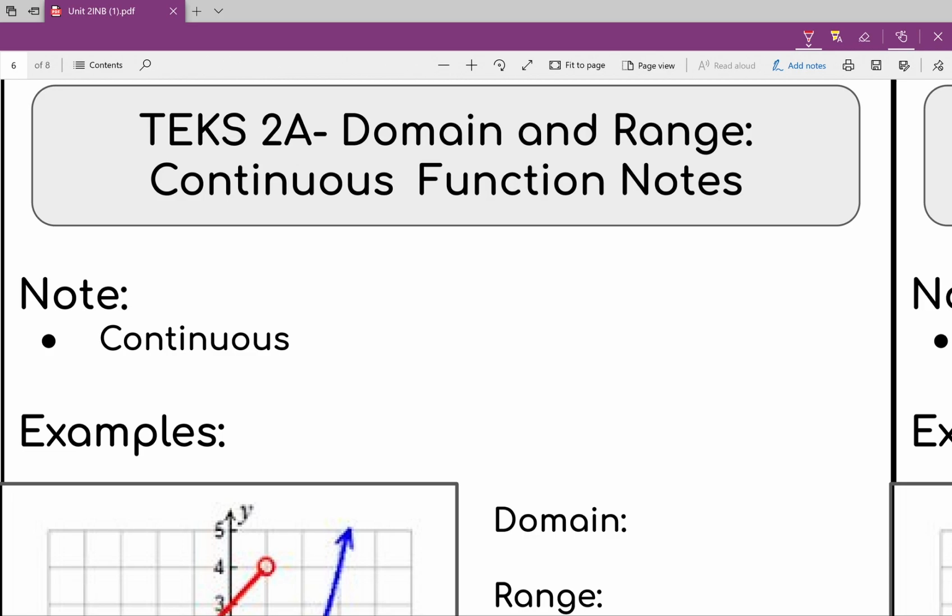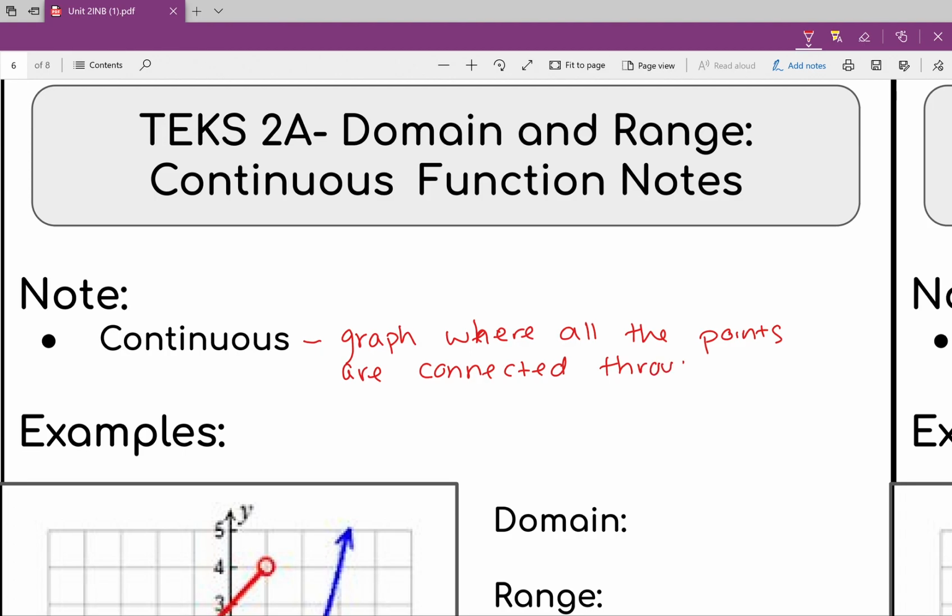TEKS 2A, domain and range, continuous functions. So just like yesterday when we talked about discrete, now we're going to talk about continuous. Remember, we said continuous is a graph where all the points are connected through a line. So all the points are connected through a line.